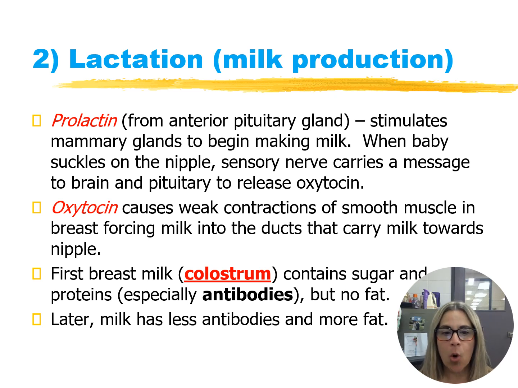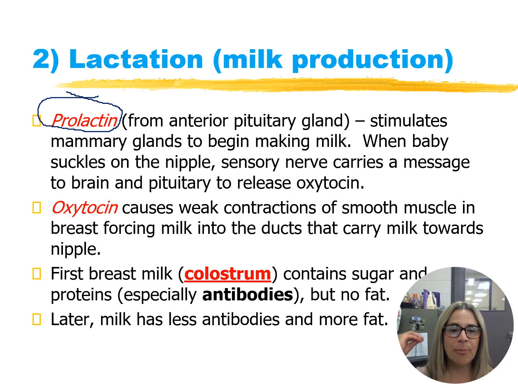So in terms of our hormones, remember that we have prolactin. We learned about that one already. Prolactin is one of those anterior pituitary hormones, and this actually targets the mammary glands in the breast tissue of the mother to begin making milk. And when the baby latches onto the nipple to begin feeding, literally what that does is a nerve impulse is sent to the brain, and then the pituitary releases that oxytocin hormone.